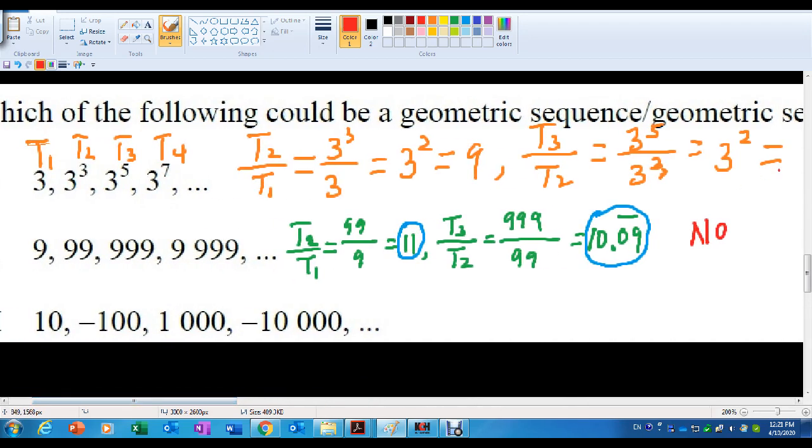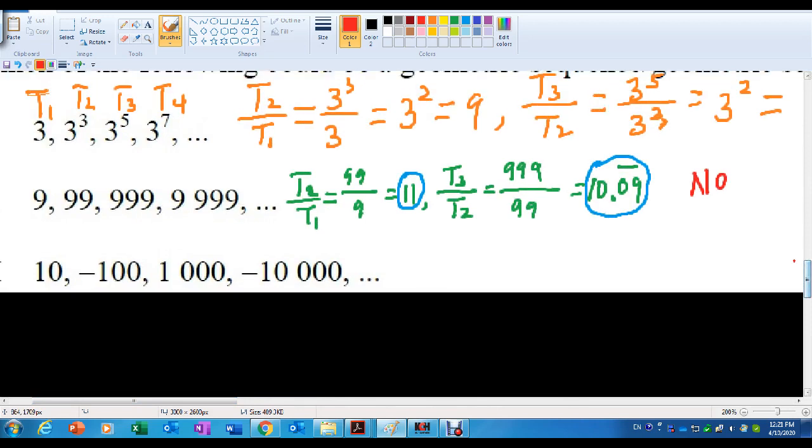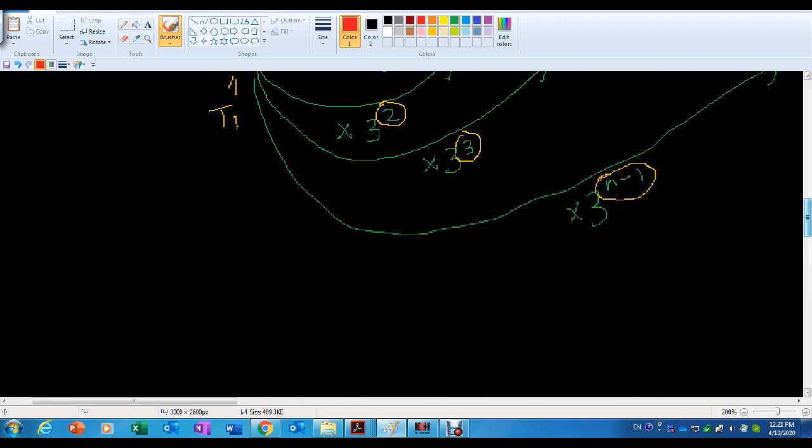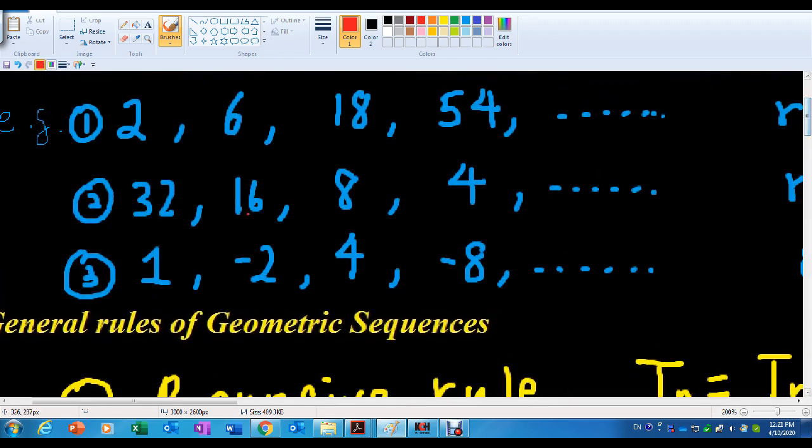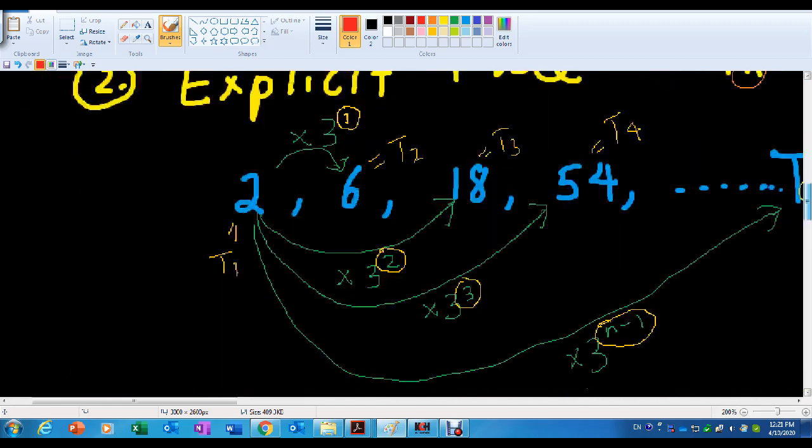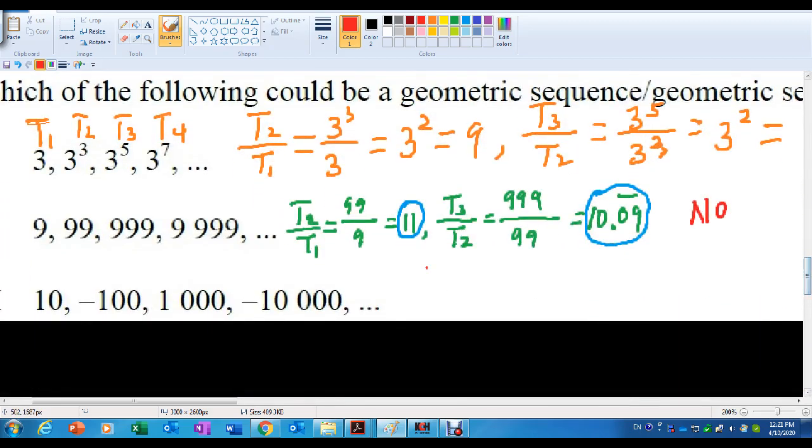Okay, how about the last one, the third? It is positive, negative, positive, negative. Is it possible that such an alternating sequence be a geometric sequence? Actually, we've got one like this example, 1, minus 2, 4, minus 8. They are oscillating, right? From positive, negative, and back to positive again. So let's see if this is really a geometric sequence.